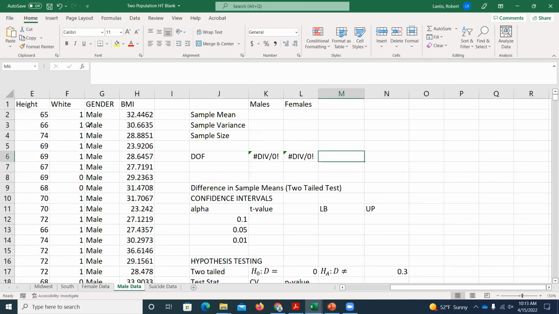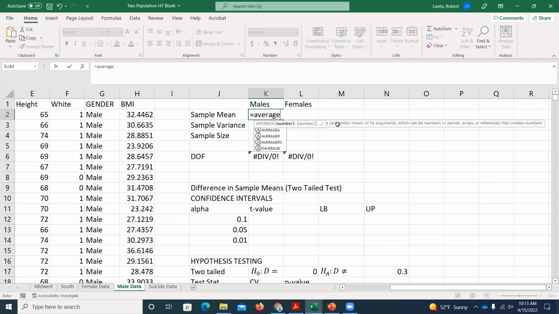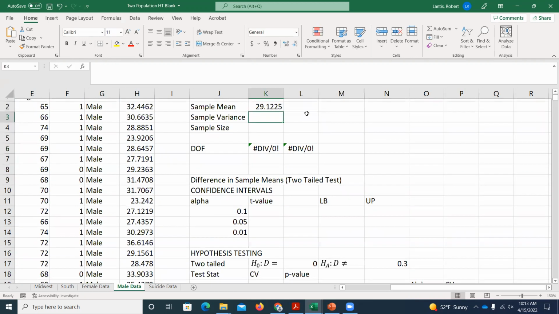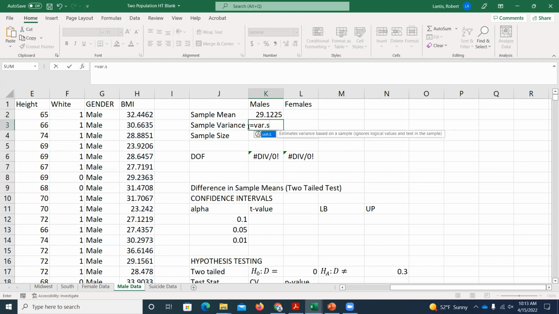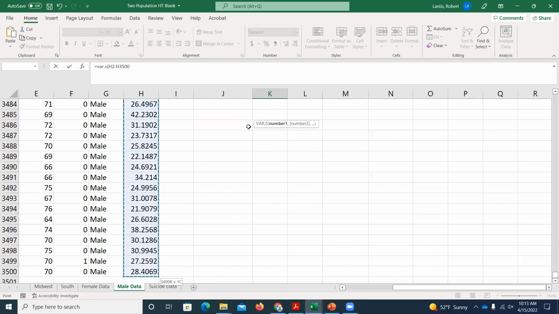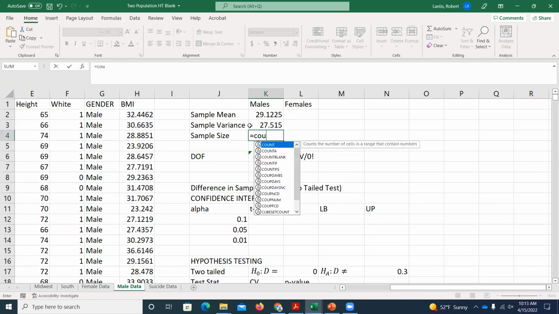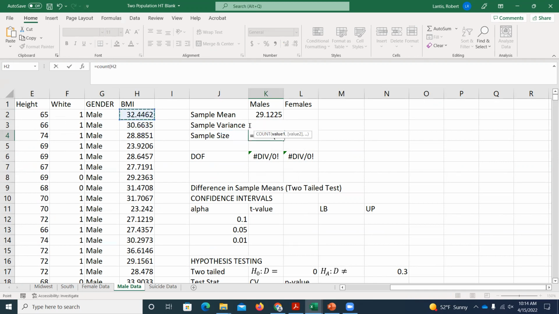I then have my other population, right? The male sample data that I had. I'm going to go through and find the average male BMI by just selecting that column. Once again, sample variance is just var.s, and then select that BMI variable. And then my sample size, I use that count function, and I go over and select that BMI variable. Right? So I've got my sample variance, sample mean, sample size for male BMI.